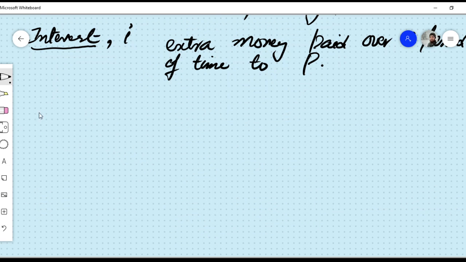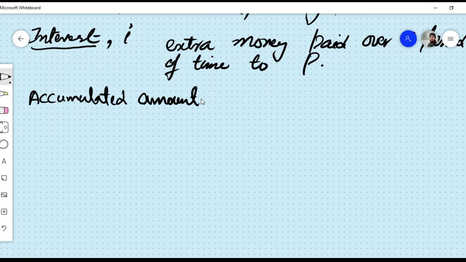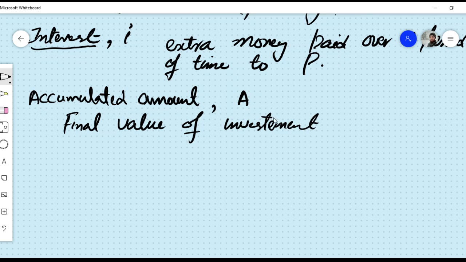Then we have another definition, which is accumulated amount, which is denoted by A, and this is the final value of investment. That is, the accumulated amount is the principal amount plus the interest over this principal amount, which is the final value of money.